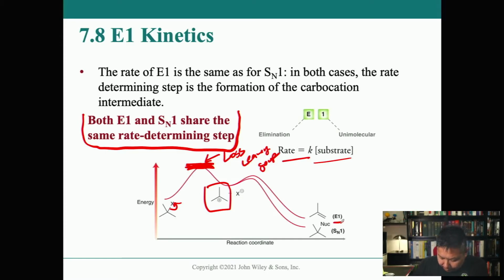So we can get the E1 product, which is the alkene, or the SN1 product, which is the nucleophile-substituted alkyl carbon. And you can also see that the potential energy of the SN1 product is lower than the E1 product, right?